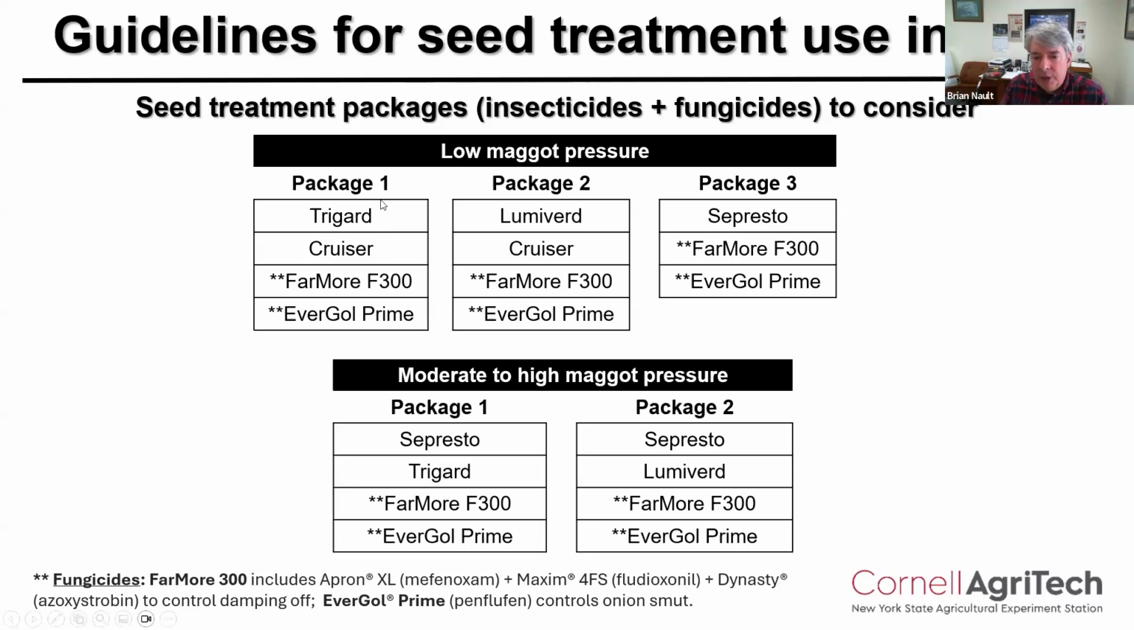So for under low pressure, the Trigard plus Cruiser, the Lumivert plus Cruiser, and Sopresto alone would be fine in terms of the insecticide. Of course, you need the Farmore F300, the Evergol Prime, for the diseases. And then for moderate to high pressure, probably the Sopresto combined with Trigard or Lumivert would be best. Although one could argue Sopresto by itself also would be fine. And I can't argue that also probably would be fine, even under moderate to high pressure.